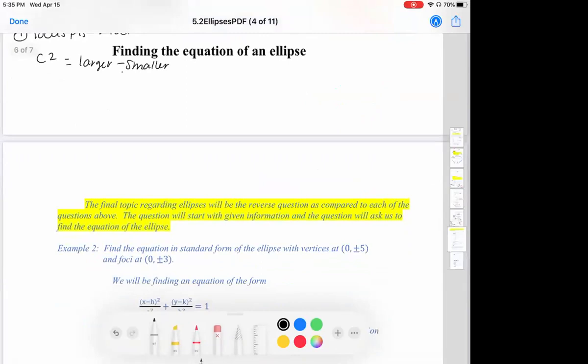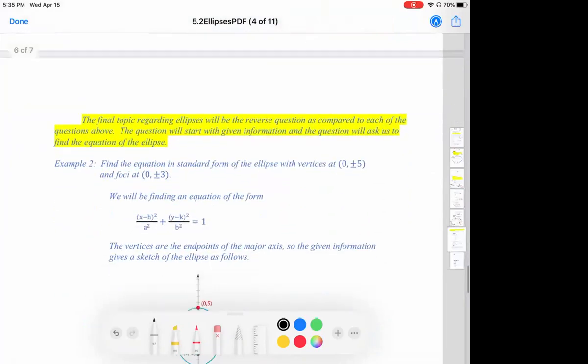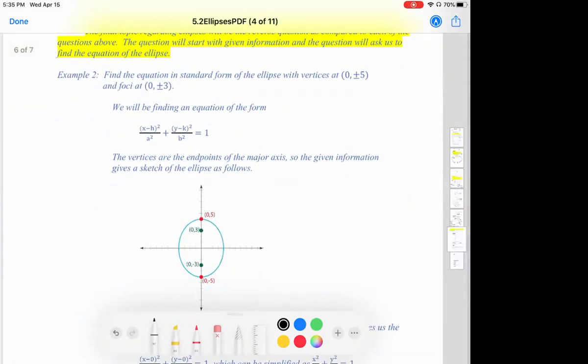Moving forward, finding the equation of an ellipse. The final topic regarding ellipse will be the reverse question as compared to each of the questions above. The question will start with the given information, and the question will ask us to find the equation of the ellipse. Example 2, find the equation in standard form of the ellipse with vertices at 0, plus and minus 5, and the foci at 0, plus and minus 3.